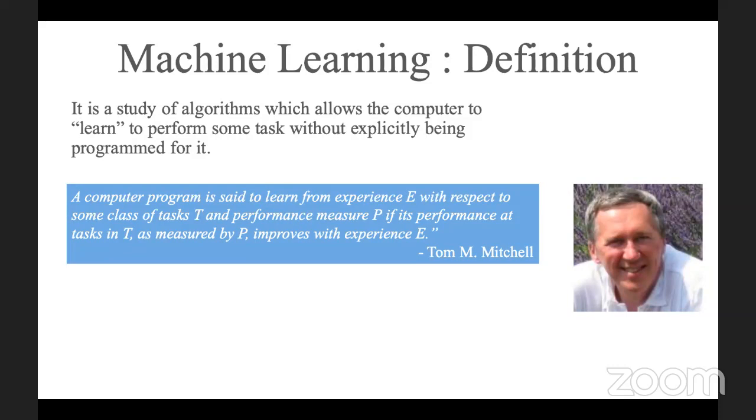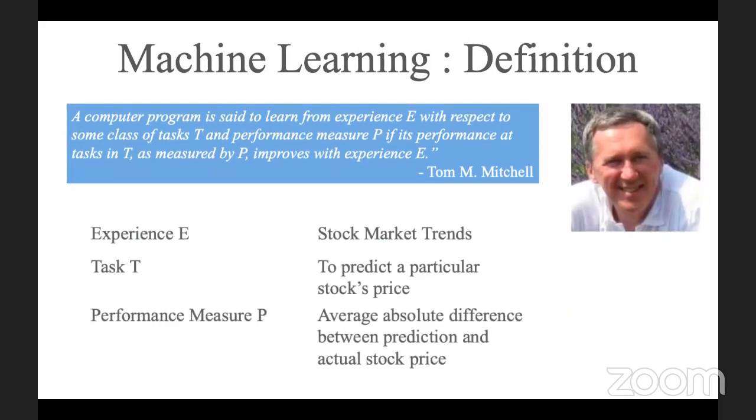So there is this definition by Tom M. Mitchell, which is usually mentioned, and it's also on Wikipedia. A computer program is said to learn from experience E with respect to some class of tasks T and performance measure P, if its performance at tasks in T, as measured by P, improves with experience E. This is kind of a mouthful, so let's try to understand it with an example.